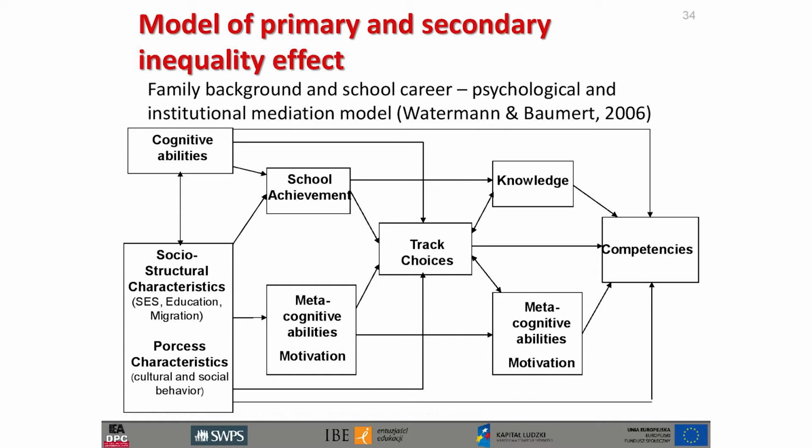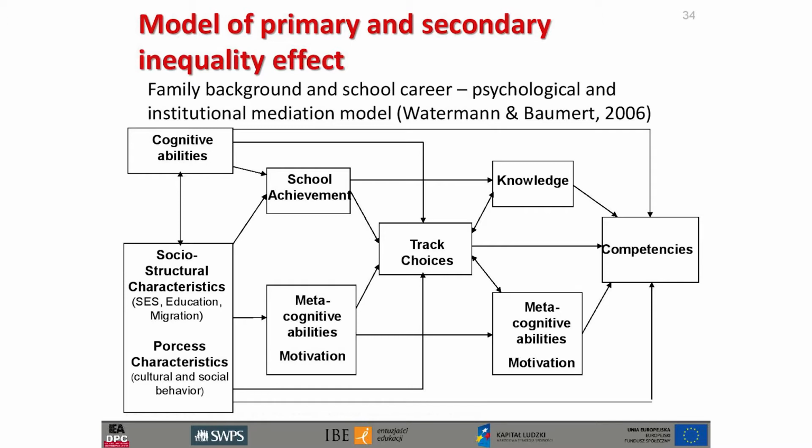This is also a model which applies this theory into the school context, as developed by Watermann and Baumert. Of course, it is a very simplified picture of the reality, but it helps to operationalize these constructs. So they are assuming that social structural characteristics, which are the socioeconomic status of the family, education, and migration status, in some countries this is, for example, a very important factor, in Germany, but also in some other countries like the USA, for example.